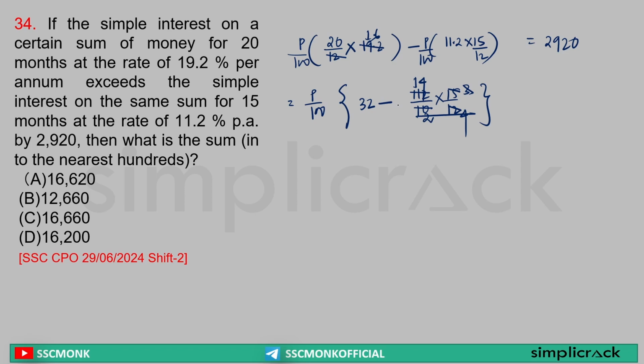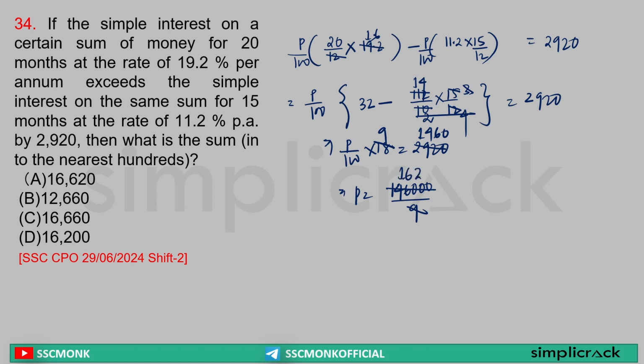So P by 100 into 32 minus 14 is equal to 2920, or I can write P by 100 into 18 is equal to 2920. Sir, 2 9s are 18, 2 1s are 2, 2 4s are 8, 1 2 2 6 are 12, 0. Yes or no? Yes. Or I can write P is equal to 1460 by 9, 9 1s are 9, 5 6, 9 6 are 54, 20, 9 2s are 18, and so on. So this is equal to 16,200. So this is the nearest value. Yes or no? Yes. So the answer is 16,200 rupees.